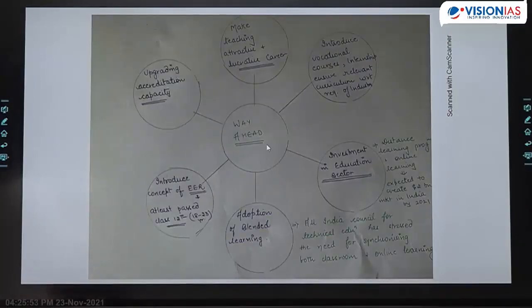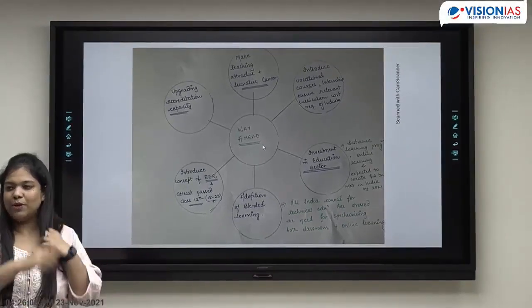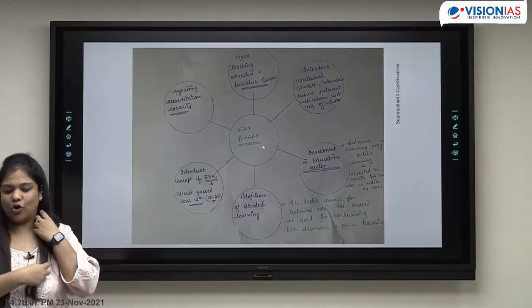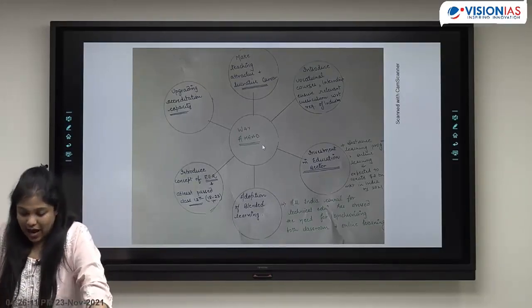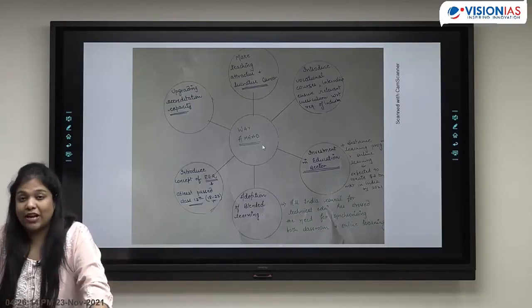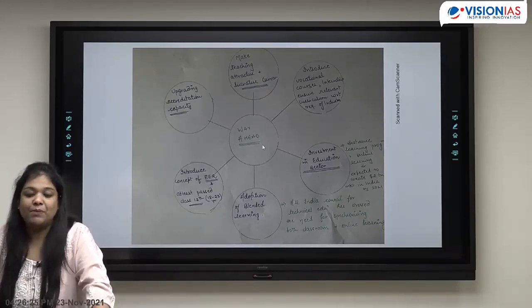So overall, क्या करें? Teaching career should be made more attractive and lucrative. Accreditation capacity should be upgraded. Then adoption of blended learning. You should be prepared for both offline as well as online classes. Investment has to be made in the education sector. आज देखा जाए तो ये जो open learning online education platform है, it is a very lucrative platform. It is expected to create a $2 billion market in India by 2021. So investment has to be made here.